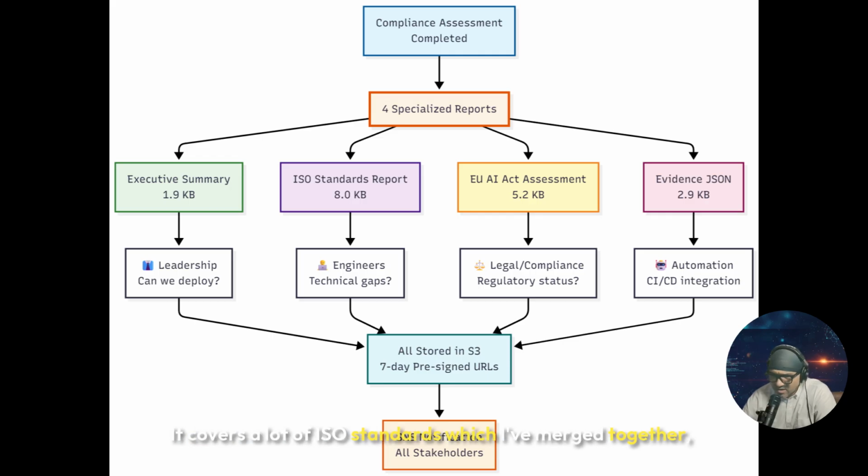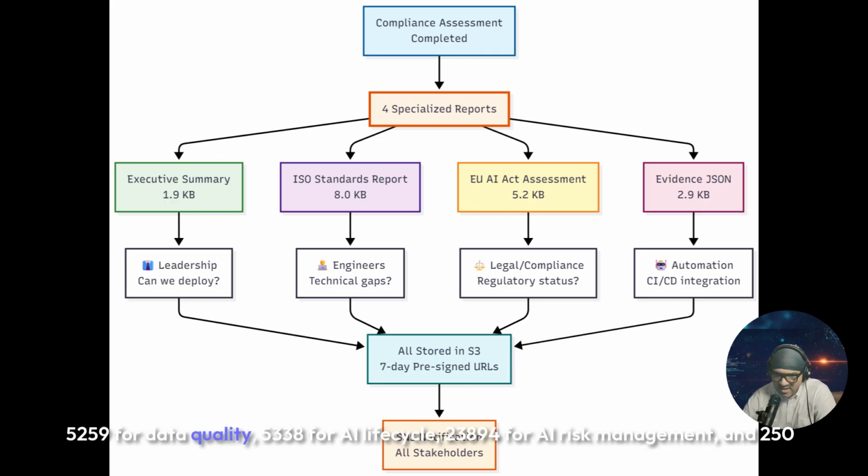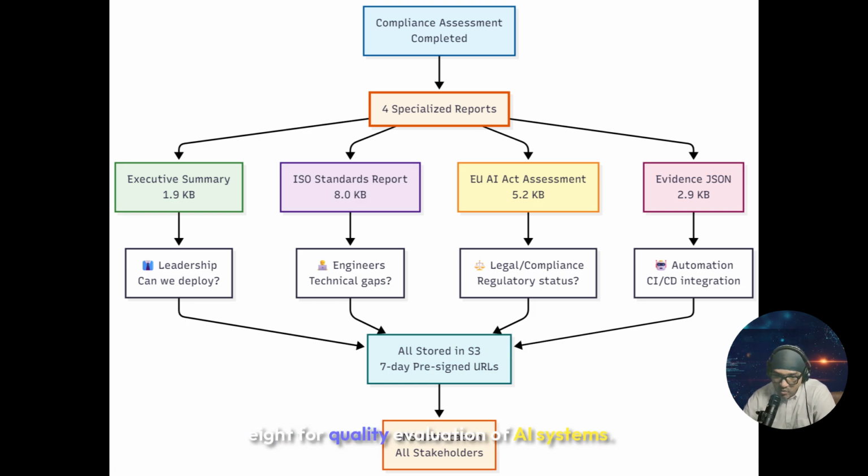It covers a lot of ISO standards which I've merged together, such as 29119 for test documentation, 42119 for AI testing, 5259 for data quality, 5338 for AI lifecycle, 23894 for AI risk management, and 25058 for quality evaluation of AI systems. So for each standard, it tells you exactly what's missing. There's a lack of test documentation, and this impacts testing and risk management.